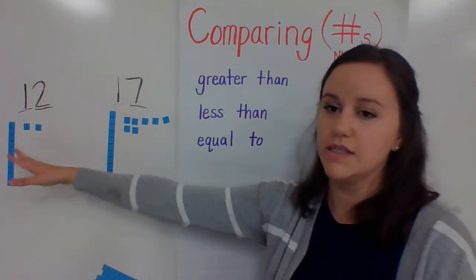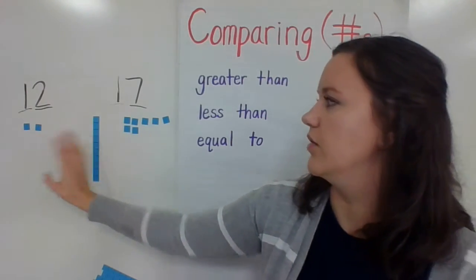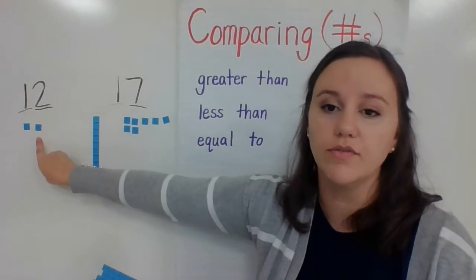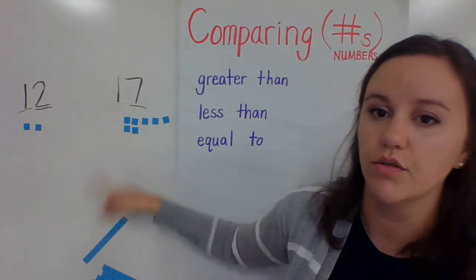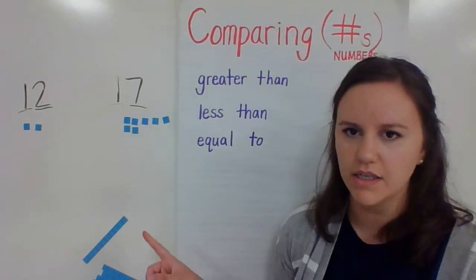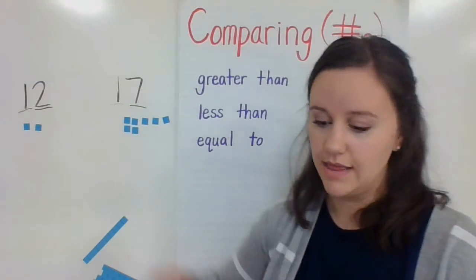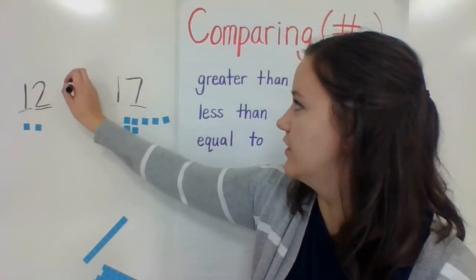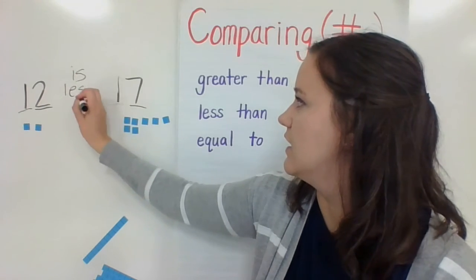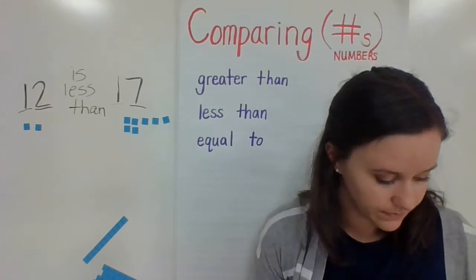So now I don't need to compare the tens. Now I just need to compare the ones. So over here I have 2 ones, and over here I have 7 ones. When I think about 2 compared to 7, 2 is less. So 12 is less than 17.